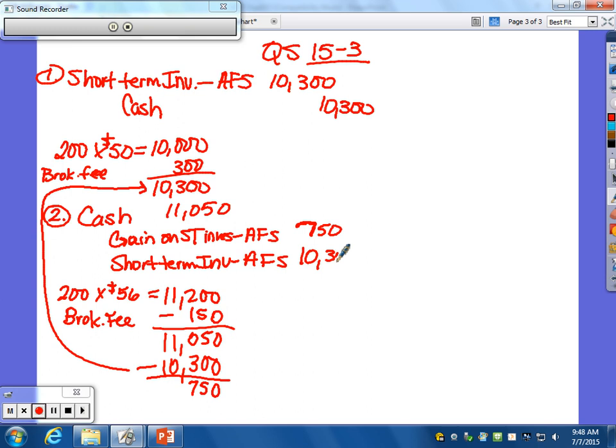So you might want to write it down somewhere so that you don't forget it, but if you're purchasing stock, you add brokerage fees. If you are selling the stock, then you would need to subtract any brokerage fees or commissions.